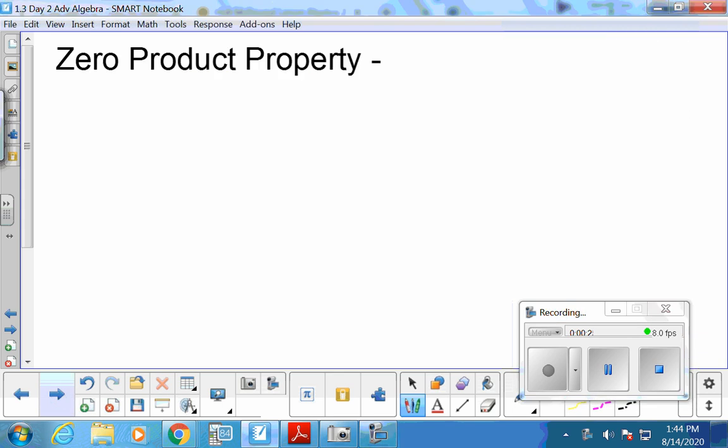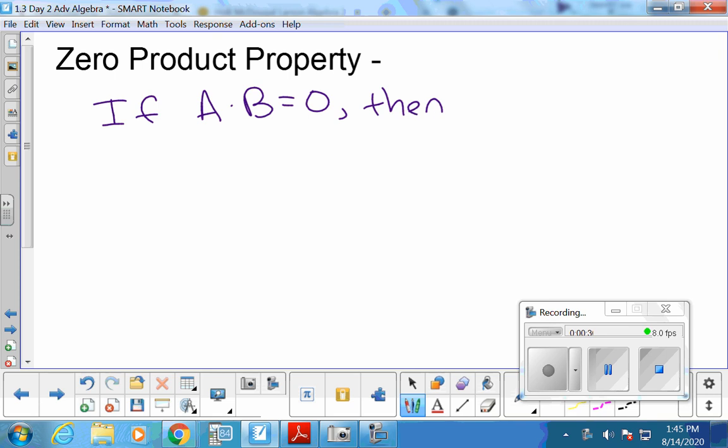All right, so let's start with the zero product property. The zero product property states, if A times B equals 0, then either A equals 0 or B equals 0. I'll give you a second to jot that down. And it makes sense. If you have two numbers that have a product of 0, one of those two numbers has to be 0. Now, you might be wondering how we're going to utilize that with the factoring that we've been doing.